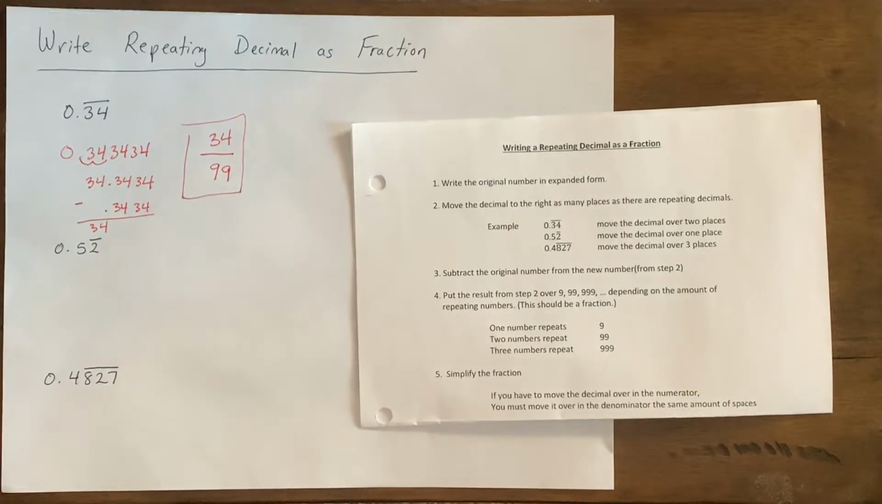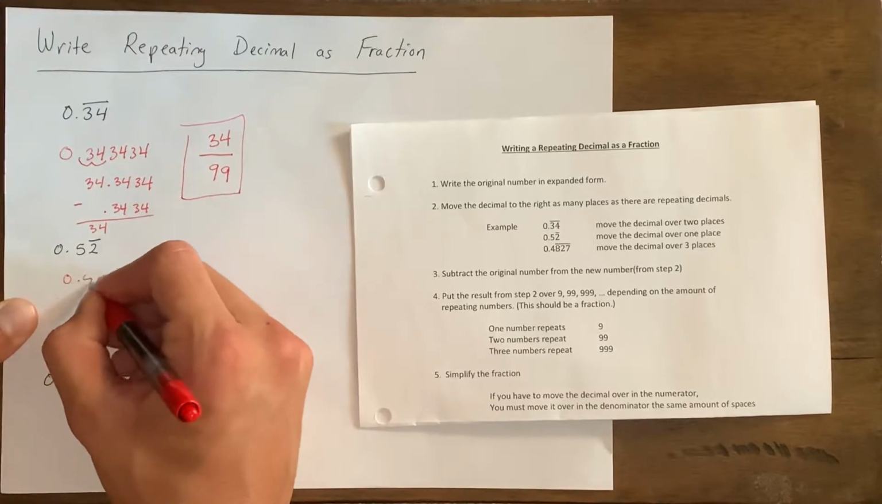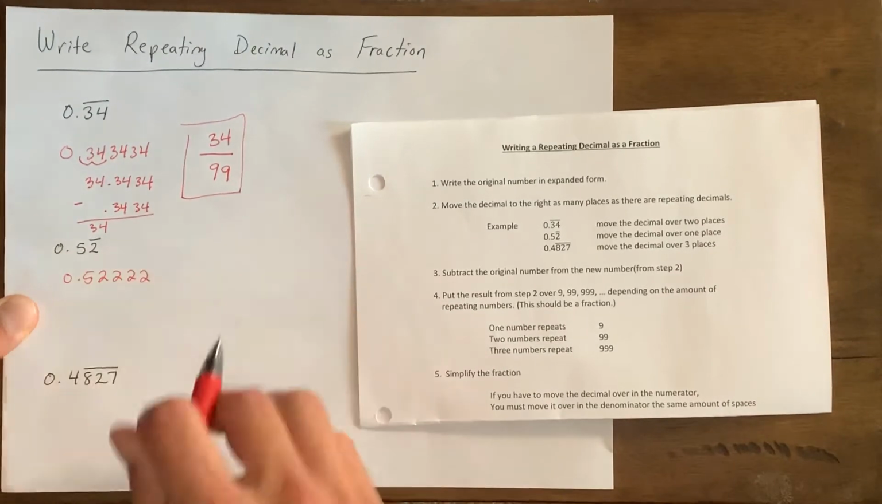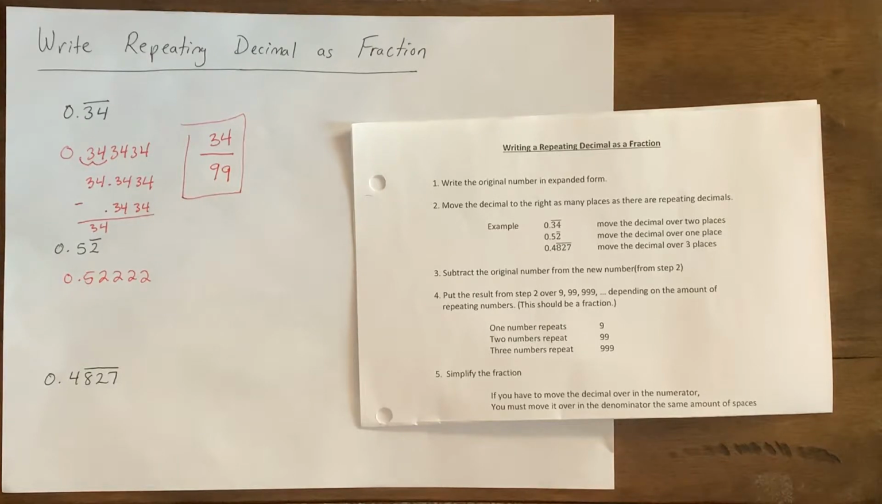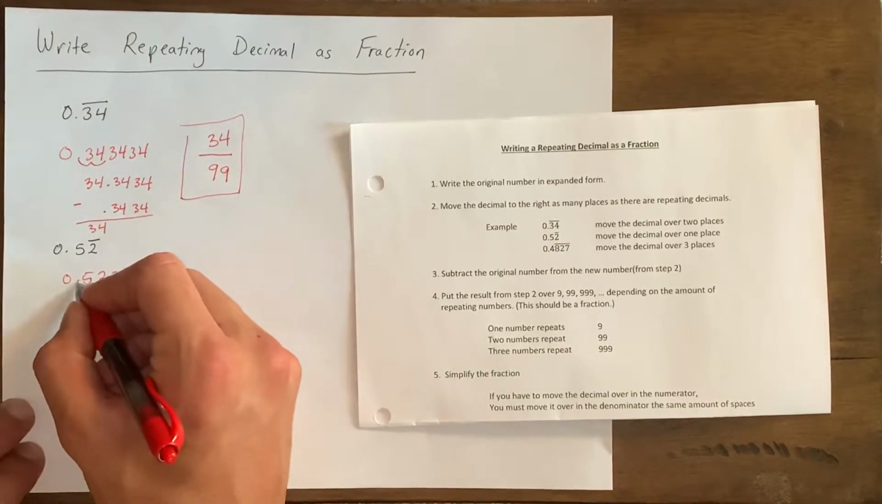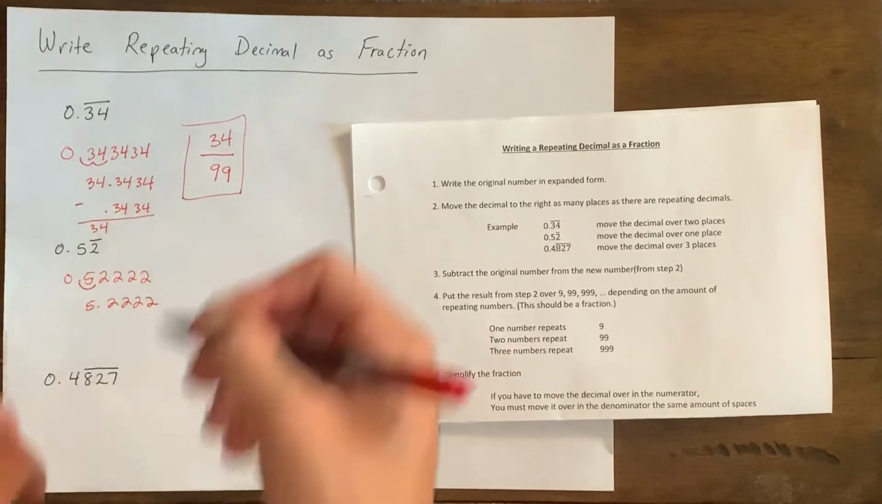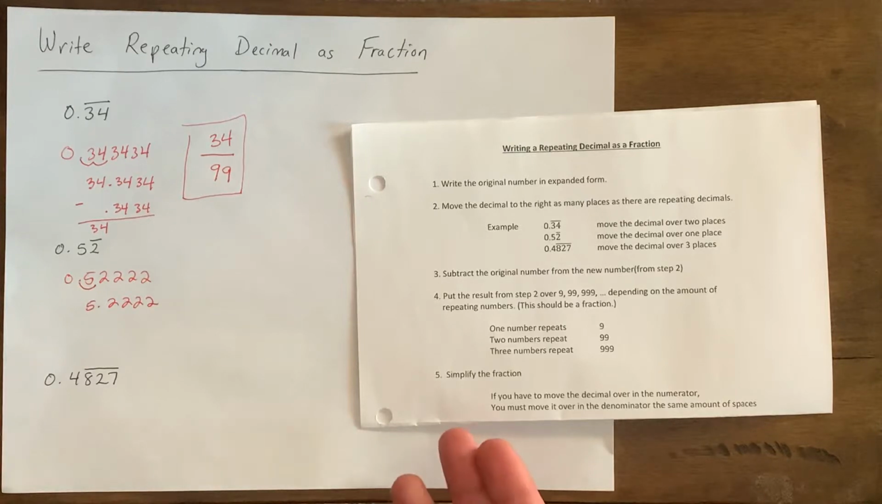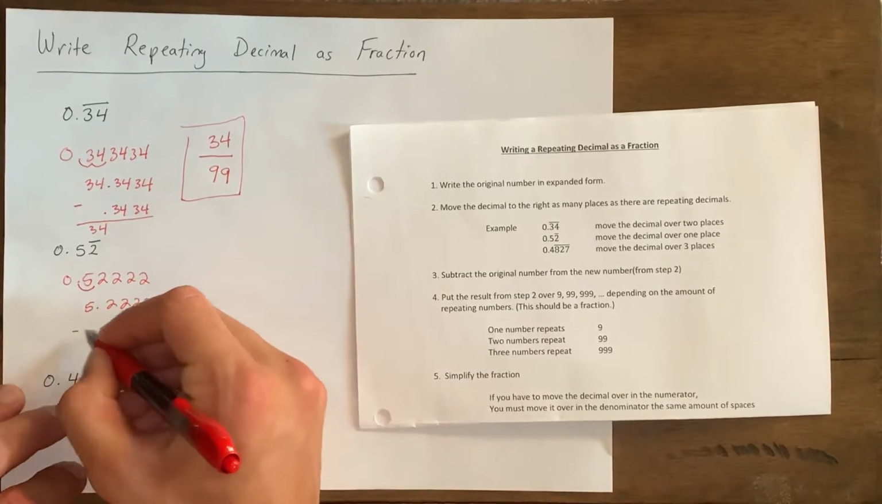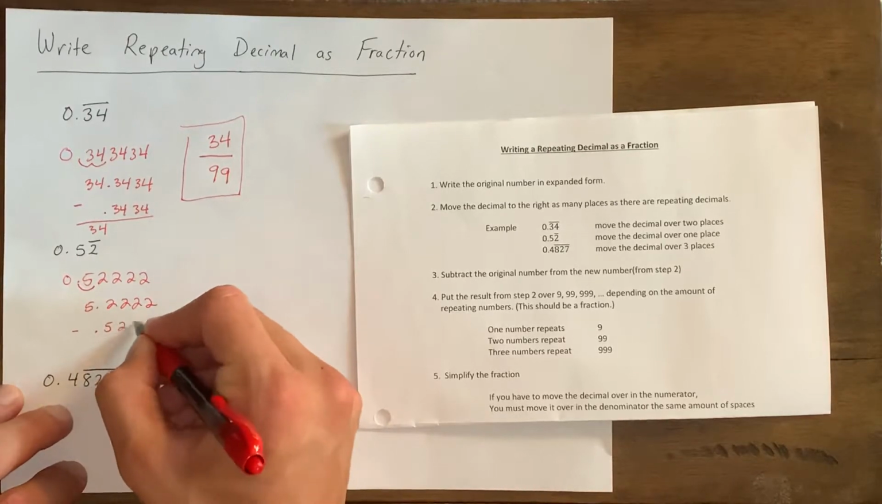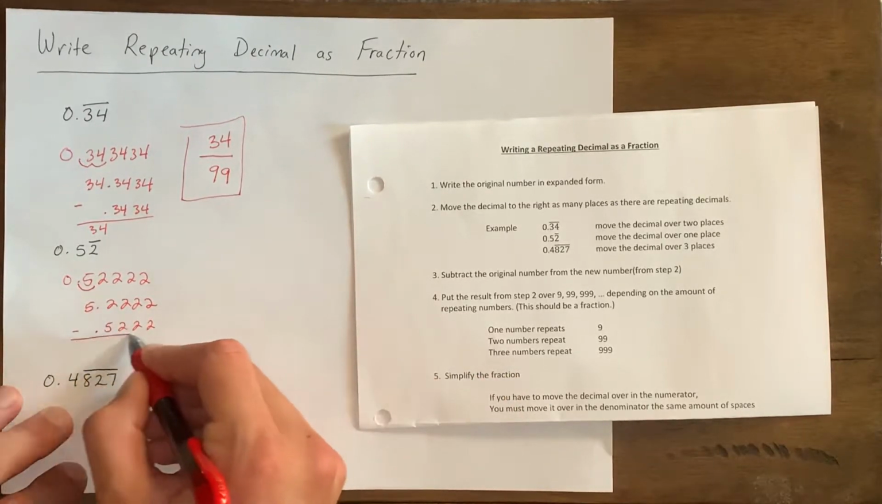All right, second example, we have 0.5 and we just have the 2 repeating. First thing we're going to do is expand it. 0.52222. We could keep doing 2's there, but that should give us enough space. Move the decimal over the number of times that we have a decimal repeating. There's just 1 number repeating, so we'll move it over once. That gives us 5.2222. Now we're going to subtract the original number, which was 0.5222, and we know that those 2's go on forever.